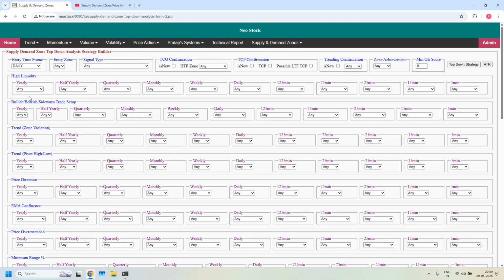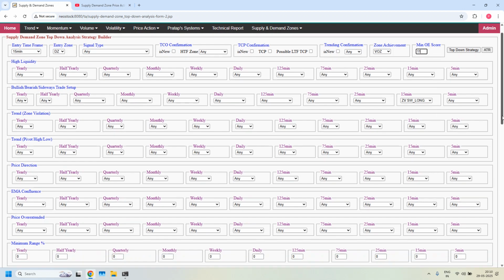Okay, the daily income trade entry time frame is 15 minutes. The entry zone is the demand zone for the sideways long trade setup. In the bullish, bearish, sideways trade setup at the 15 minutes time frame, I am selecting sideways long. Zone achievement should be violated opposing zone, and the minimum odd enhanced score should be 11 for the sideways trade setup. Also, the 15 minutes demand zone should not be pierced.